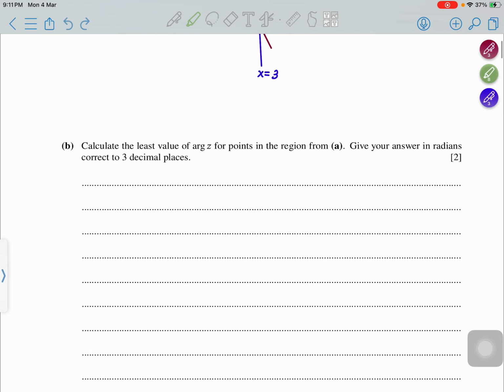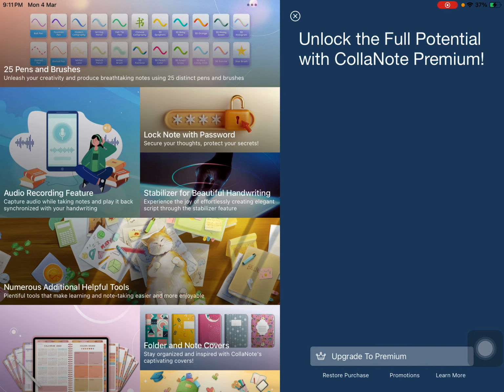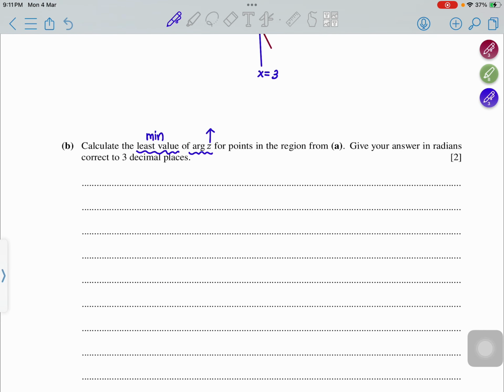Now let's look at the second part. Now we need to calculate the least value, the smallest value or the minimum value of the argument of z. So they gave you the z. So what is the reference point here? Reference point is going to be (0, 0). Argument least value, meaning they are asking for the angle in the region. From part A you have to give your answer in radians.